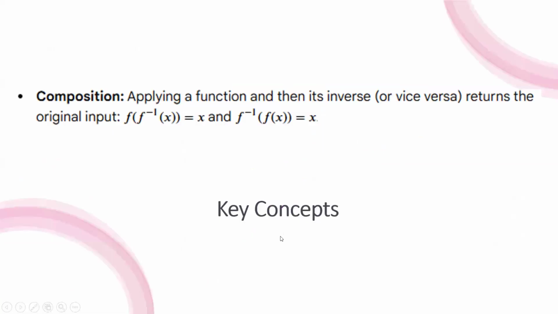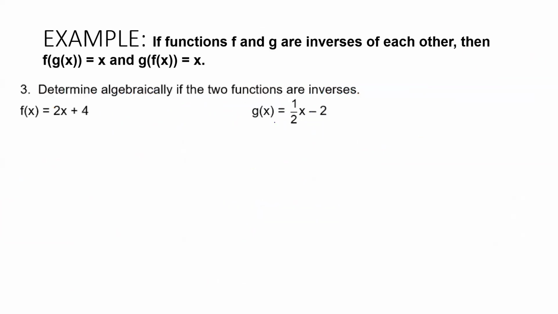Now, composition. Composition is the other way. That is how we're showing algebraically whether two functions are inverses. Remember, composition is where we're substituting one function into another function and then simplifying. Okay, so we're going to look at this pair of algebraic functions and determine if they are inverses or not. So we have f of x equals 2x plus 4, and we have g of x equals 1/2 x minus 2.